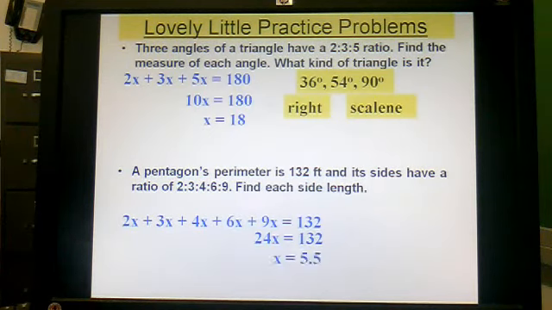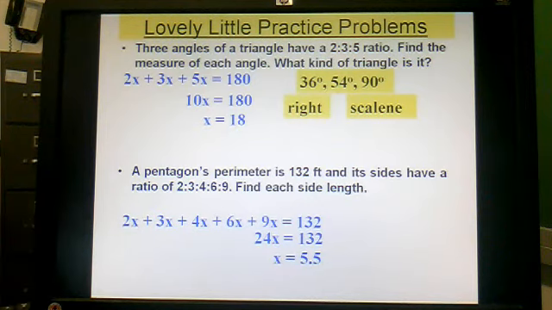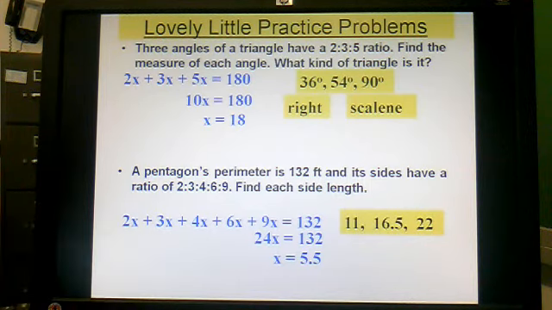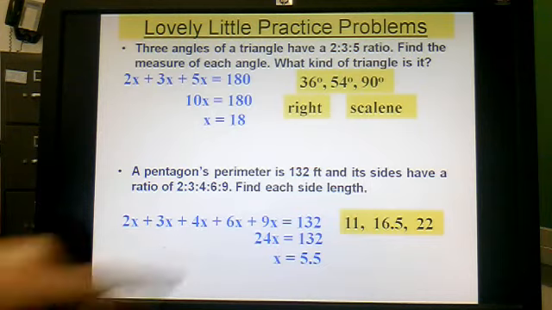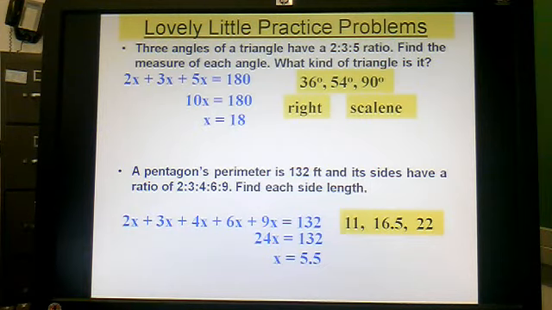X should have been 5.5. We love decimals. And then, of course, you can double that to get 11 for the smallest side. Triple it to get 16.5. Multiply by 4, quadruple it to get 22. And then, of course, this side must be 3 times as much as that one. So this one must be 33. And then the longest side is 49.5. And to double check it, you could add these all up. Hopefully they'll add up to 132.